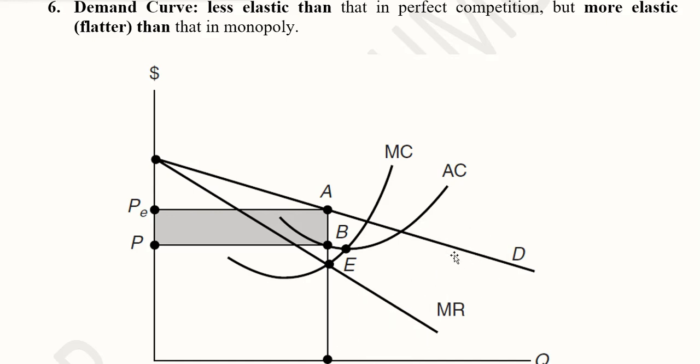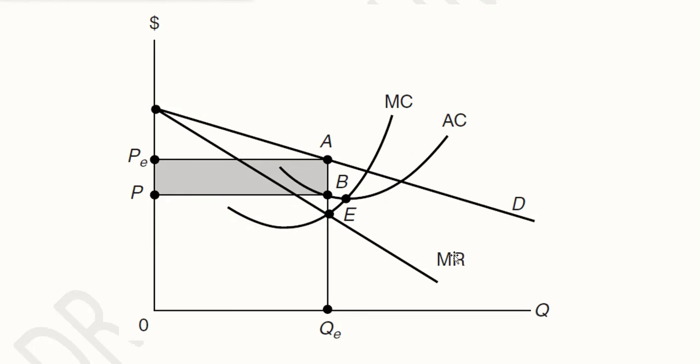So this is the feature of the firm's equilibrium under monopolistic competition, that the demand curve slope is somewhere in the middle. That is, it is neither a curve with no slope, a horizontal demand curve, nor a demand curve having a high slope. It is a demand curve with a medium level of slope.